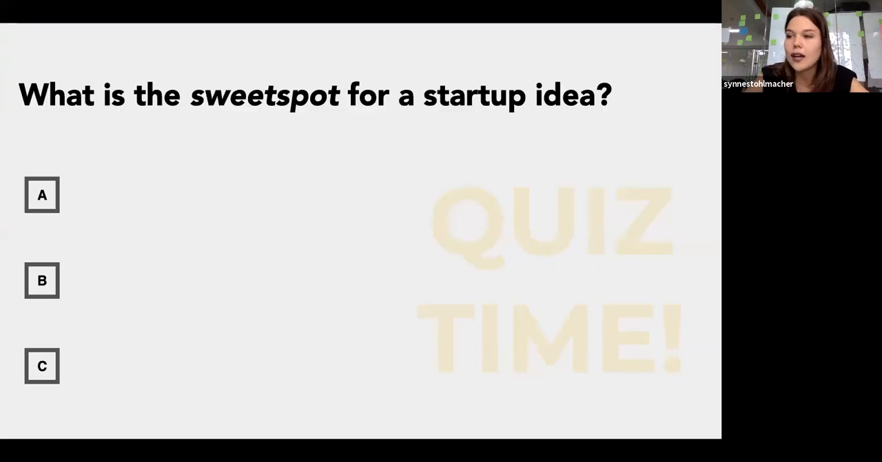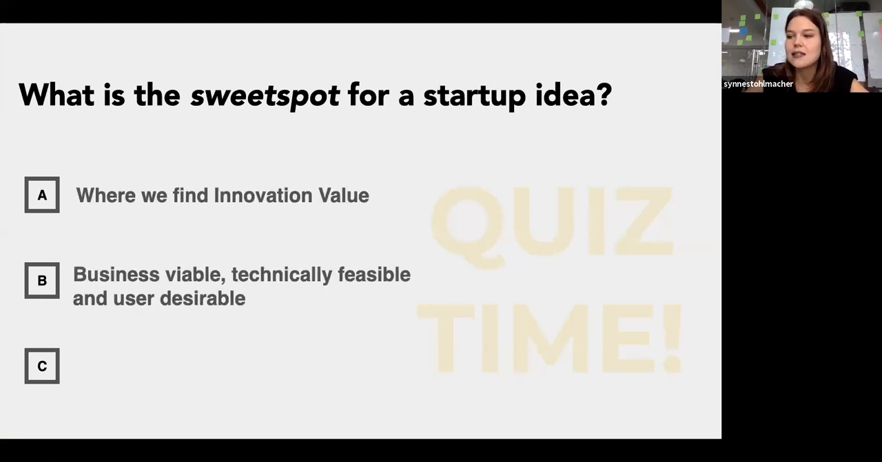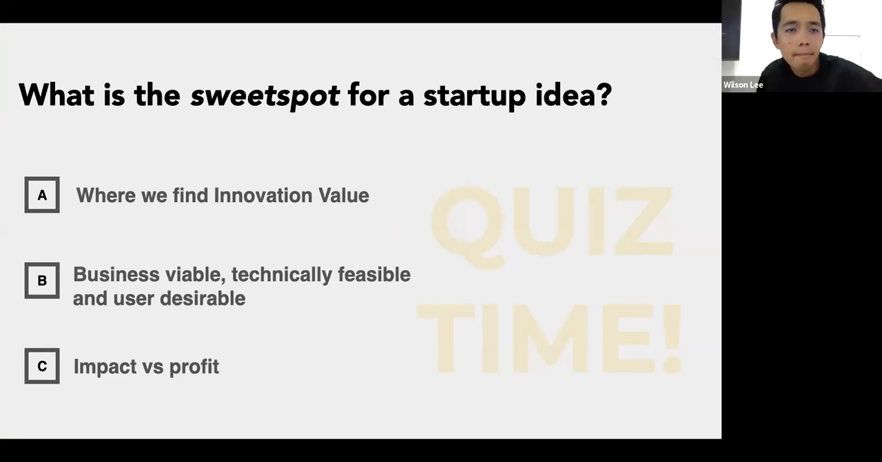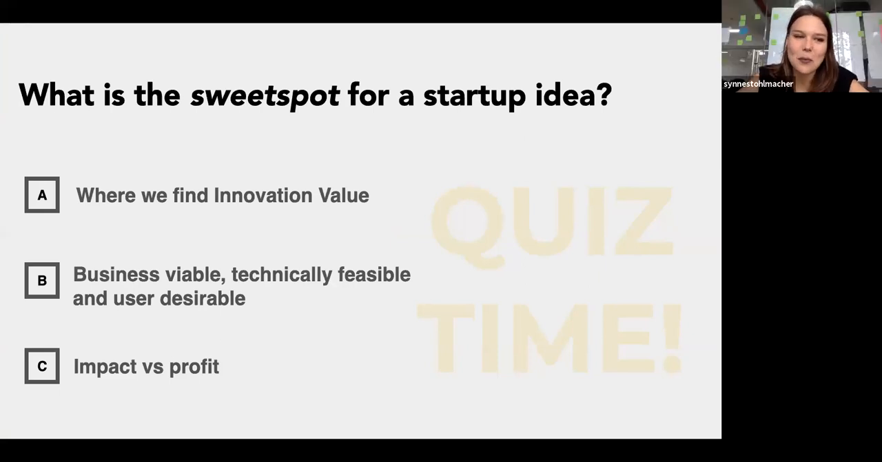We are now going to be doing a very quick test. So quickly, do you remember what this sweet spot of a startup idea is? Is it where we find innovation value? Is it that it's business viable, technically feasible, and user desirable? Or is it impact versus profit? Okay, we have a lot of B's. So some people were definitely paying attention yesterday. Very nice. The correct answer is both A and B.